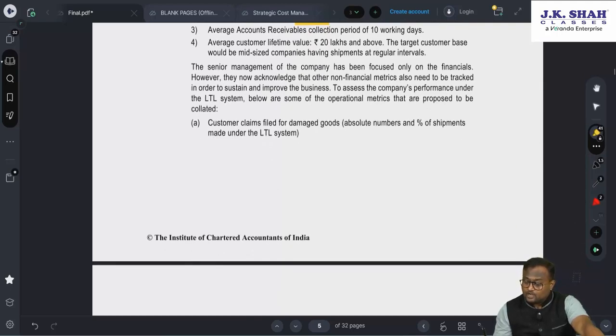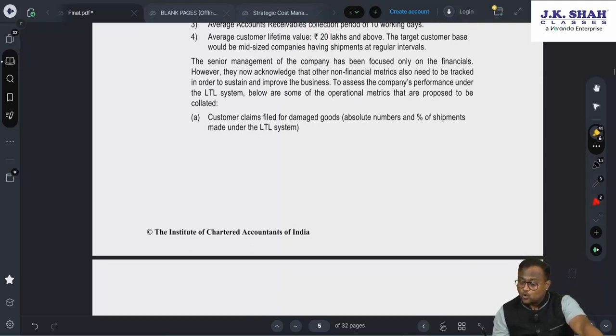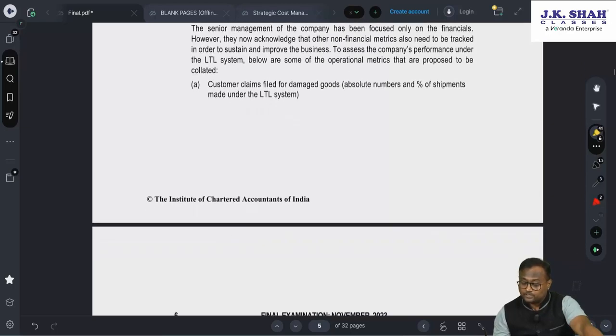The senior management of the company has been focused only on the financials. However, they now acknowledge that other non-financial metrics also need to be tracked in order to sustain and improve the business. To assess the company's performance under the LTL system, below are the operational metrics.